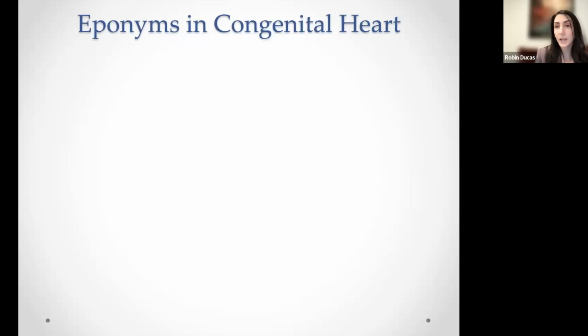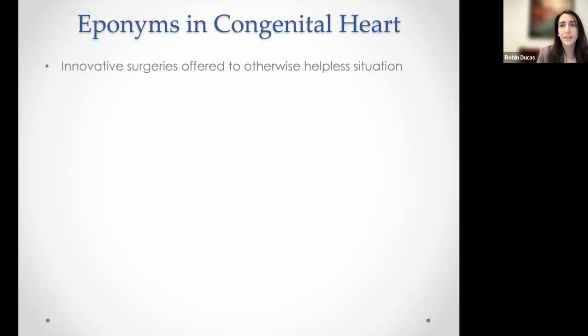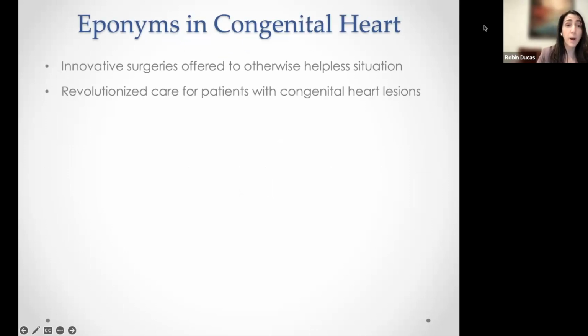So eponyms are very common in congenital heart disease, and I'll talk a little bit about why it's an issue and why it's so common. But these surgeries that were created to repair patients with congenital heart disease were essentially the light at the end of this tunnel, this hopeless situation where these children would be born, they'd have very poor outcomes, and it was quite a desperate situation. So these pioneers and surgeons and other healthcare professionals revolutionized the care of these patients, and actually made it so that their diagnosis was no longer an early death sentence. So there was a lot of hope, and there was a lot of praise when these surgeries were created.